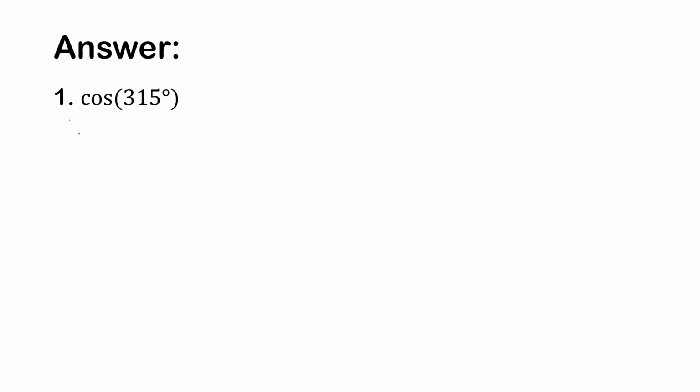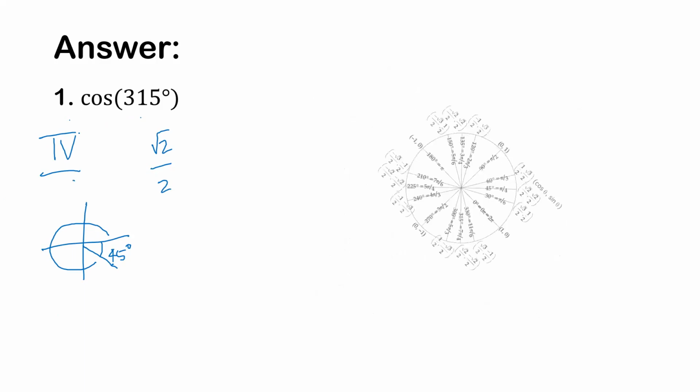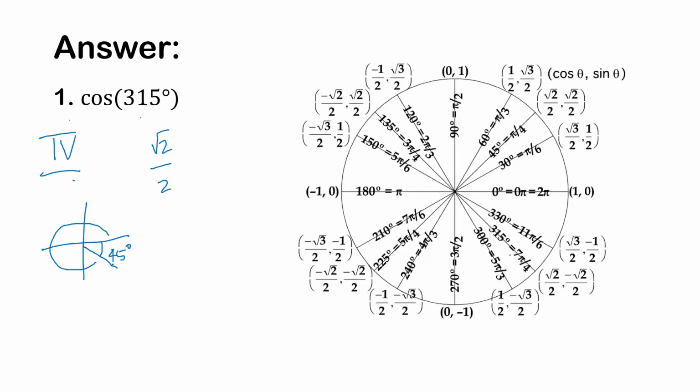Kung halimbawa hindi natin titingnan tong unit circle na to, ibig sabihin, nasa quadrant 4. So, positive. Tapos ang reference angle natin, this is on the fourth quadrant, 315. So, ang kailangan natin si 45 degrees. Okay? Kasi ito yung 315 degrees. So, 45 degrees, ibig sabihin square root of 2 over 2. Tapos, positive kasi quadrant 4, cosine positive. Let's check it here. This one, 315 degrees. So, positive nga yung ating cosine value. So, that's positive square root of 2 over 2.